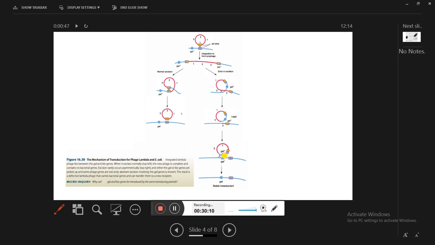Okay, so this is all about transduction, generalized transduction and specialized transduction, and the lysogenic cycle and lytic life cycle of bacteriophage. Okay, thank you.